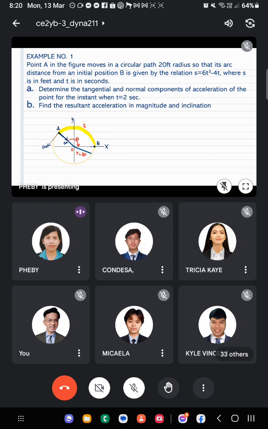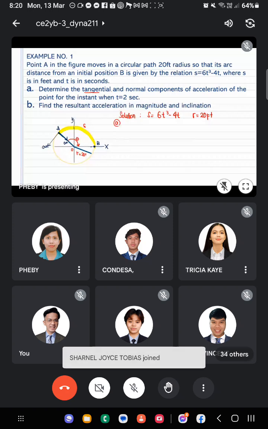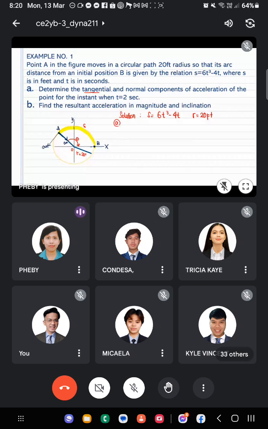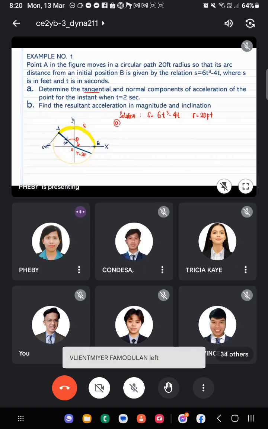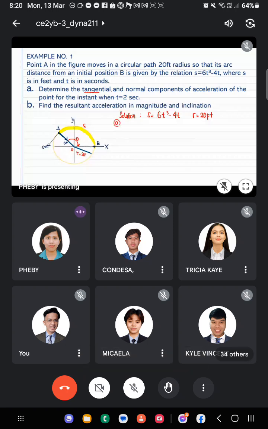So for our solution dito class, S is 6t cubed minus 4t. And yung ating radius is 20 feet. Ang hinahanap sa atin is yung kanyang tangential and normal acceleration or AT and A normal when t is equals to 2 seconds. Okay. So just like sa ating rectilinear motion, our velocity is ds dt, kung matatandaan nyo. So if s, to get the velocity, we must differentiate yung ating s.